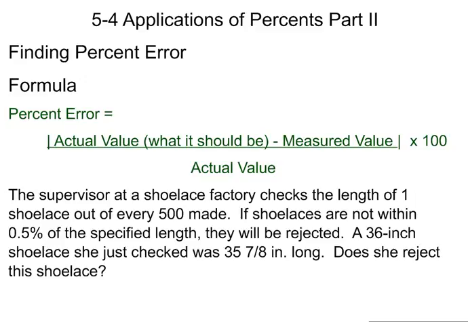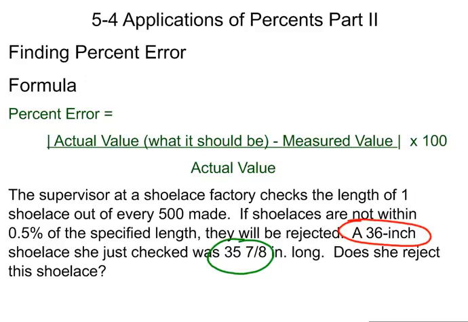Okay, think about this. The shoelace is supposed to be 36 inches long. That information is right here. That's what it should be. But when she pulled one off the assembly line, remember she pulls one out of every 500 to check them, she found that it was only 35 7/8 inches long. So somehow, somewhere along the line, the machine that makes these isn't working properly, because it's not coming out to be 36 inches long. That's why they have quality control checks in factories.